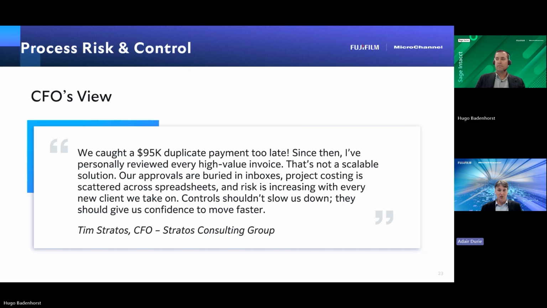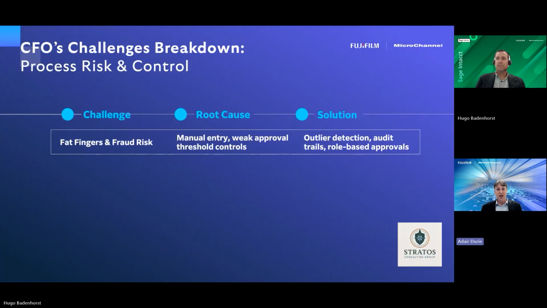And absolutely. So the first challenge that we're going to touch on here is possibly my favorite for the alliteration, which is fat fingers and fraud. At the end of the day, it's about things not being accurate, whether by manual entry, since many times data has to be typed in by people at some point, or weak approvals, weak threshold controls, things like that.